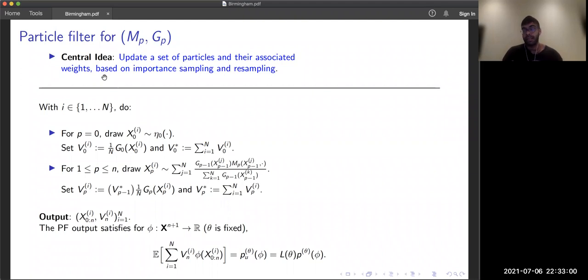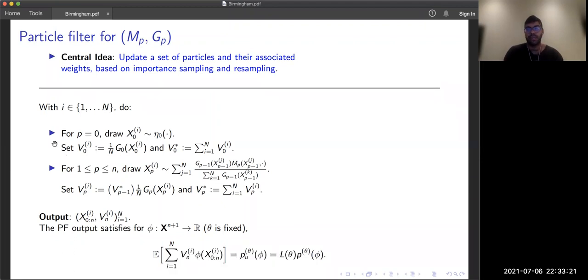So there are a lot of connections and relationships between filtering schemes, but the idea behind the particle filter is you update a set of particles as well as their corresponding weights based on two procedures, importance sampling and also sequential resampling. And this is just a very generic algorithm for the bootstrap particle filter and how it's written.